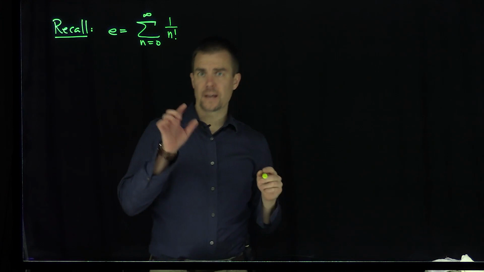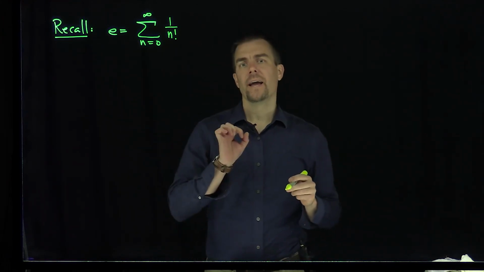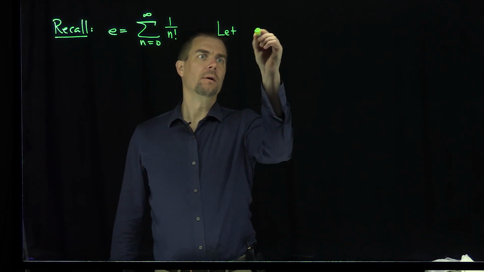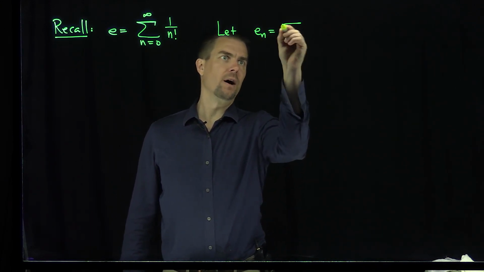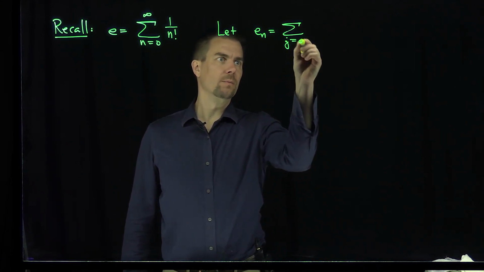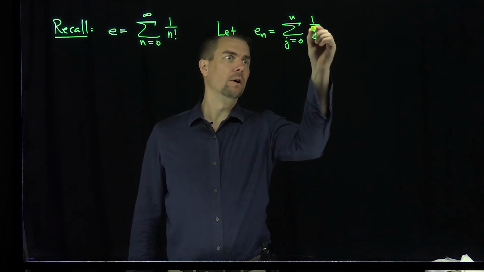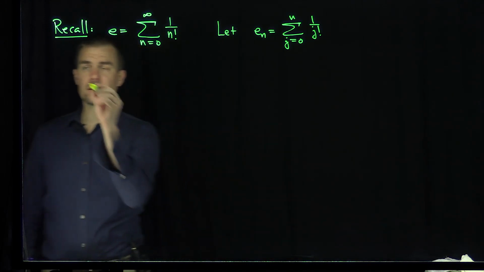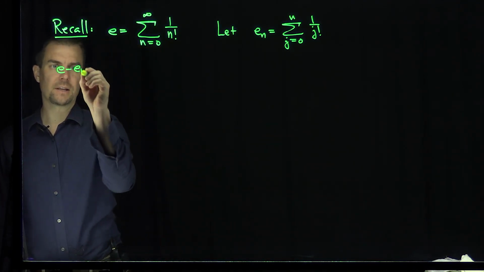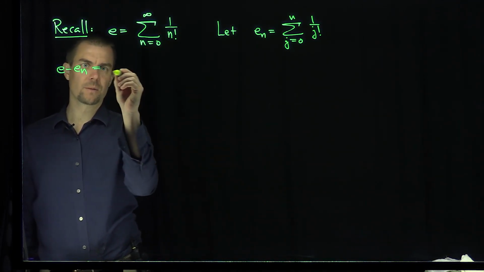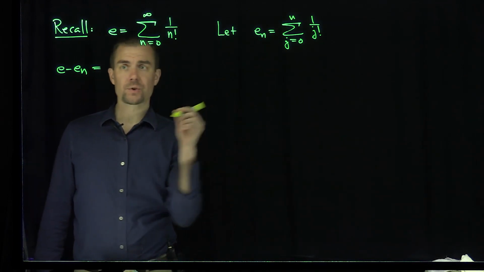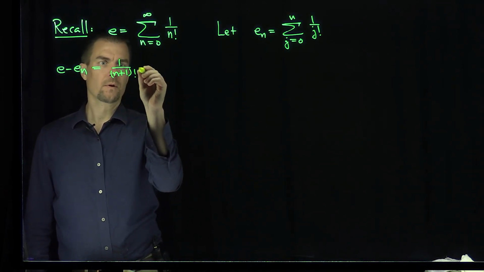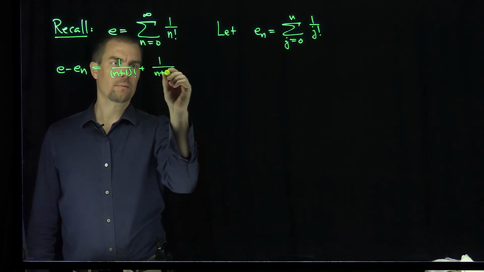And so what I'd like to do is estimate the difference between e and its nth partial sum. So let's let e sub n be the sum, j goes from 0 up to n, of 1 over j factorial. And then we can estimate the difference of e and e sub n. So e minus e sub n is going to start at n plus 1 factorial. So I have a 1 over n plus 1 factorial plus 1 over n plus 2 factorial, and so on forever.